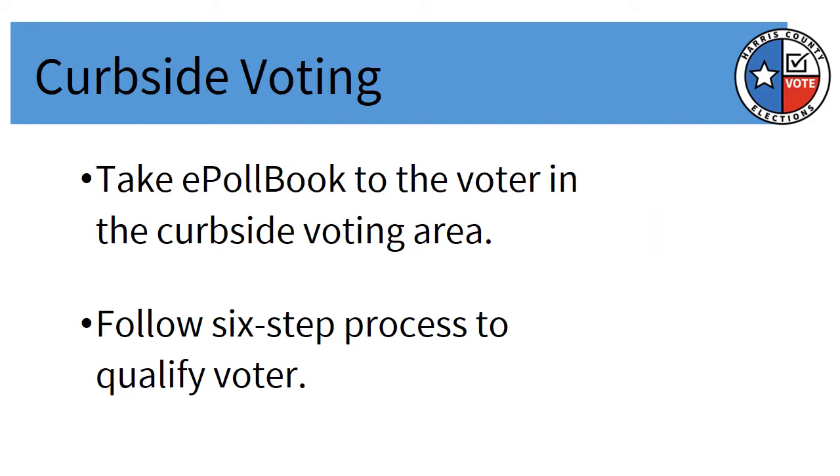Once it is the voter's turn, notify the curbside clerk. The clerk will take an iPad to process the voter in the curbside voting area. Qualifying a curbside voter is just like qualifying a voter inside the vote center. Follow the 6-step process to qualify the voter as you would inside.